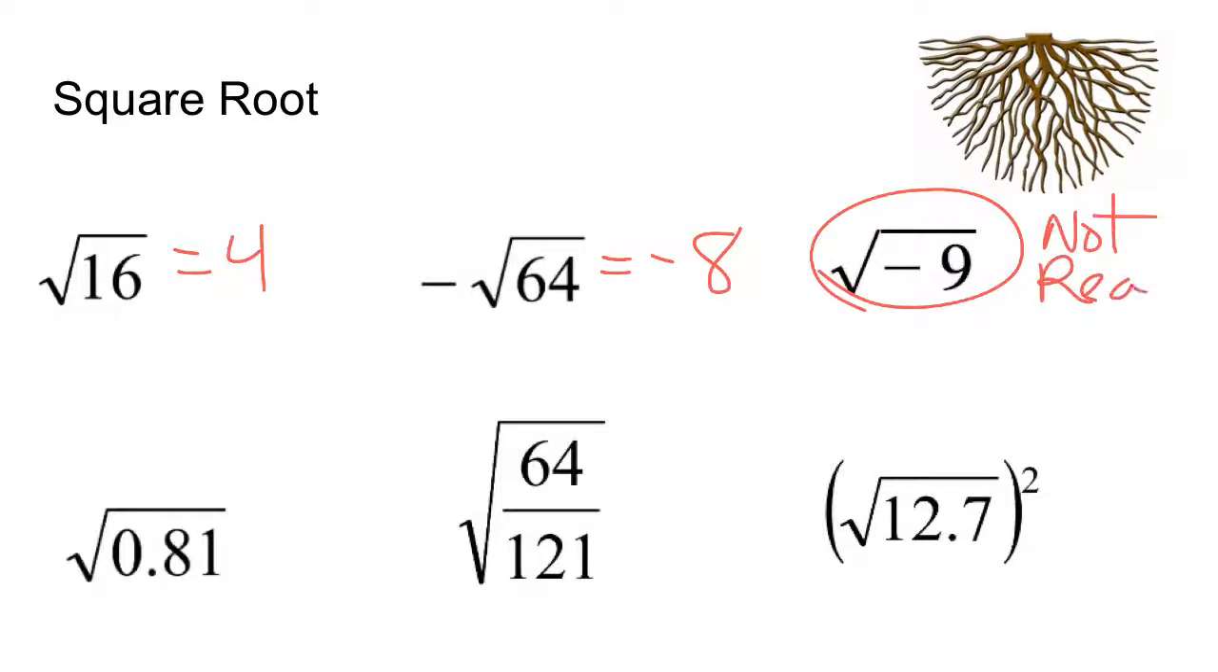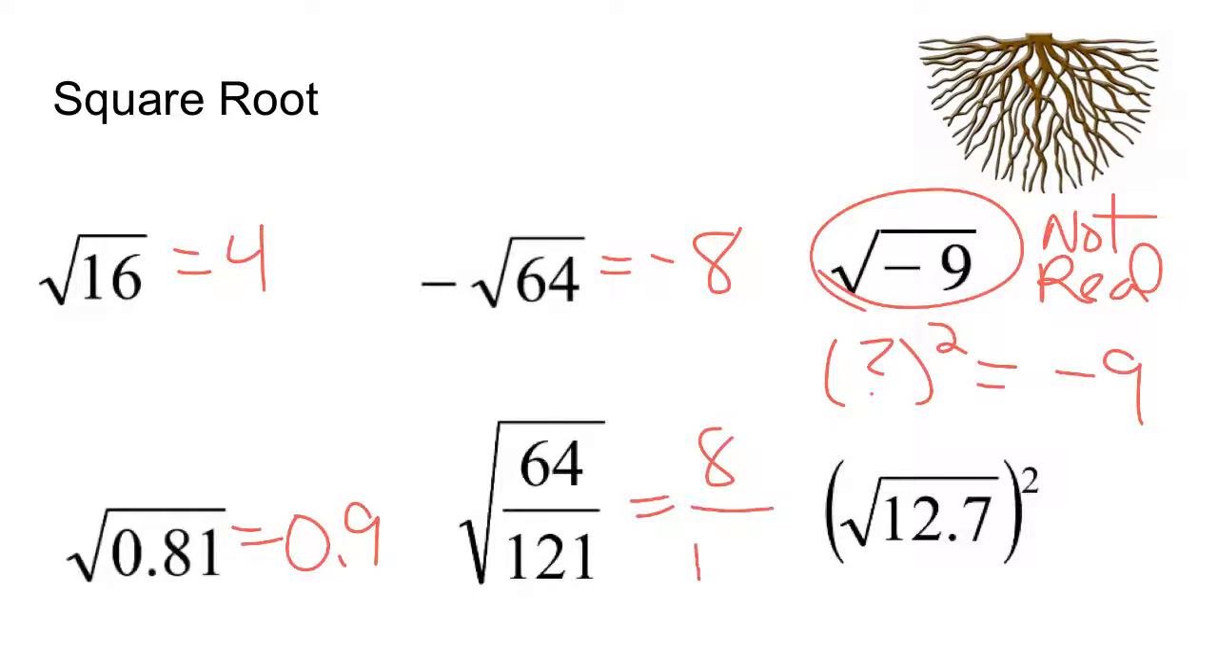Now on this problem, this would be a non-real answer, so we would write not a real answer. There's a thing called unreal or not real numbers. They're called imaginary numbers, and that's because there is nothing that you could square that would give negative 9. Anything times itself is going to be a positive, so there's no way we could make a negative 9. This one right here would be 0.9, because 9 times 9 is 81. On this one, you would square root the top, square root the bottom, and you get 8 over 11.